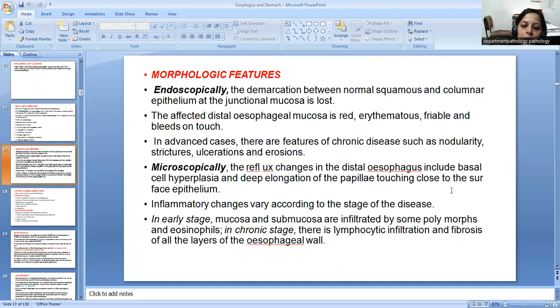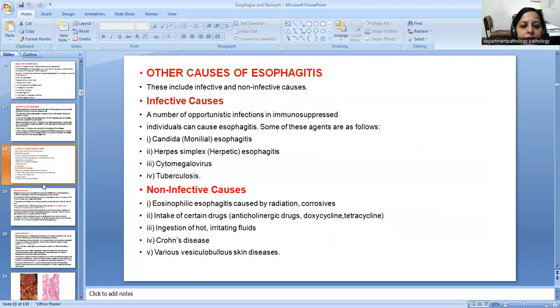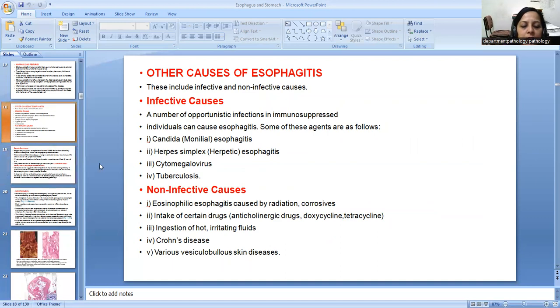Inflammatory changes vary according to the stage of the disease. In early stage, mucosa and submucosa are infiltrated by some polymorphs and eosinophils. In chronic stage, there is lymphocytic infiltration and fibrosis of all the layers of the esophageal wall. Other causes of esophagitis are infective and non-infective. Infective causes: there are a number of opportunistic infections in immunosuppressed individuals which can cause esophagitis. Some of them are Candida, herpes simplex, cytomegalovirus, and TB.